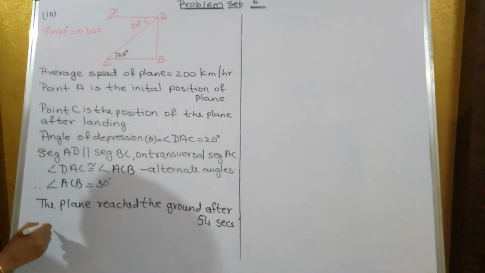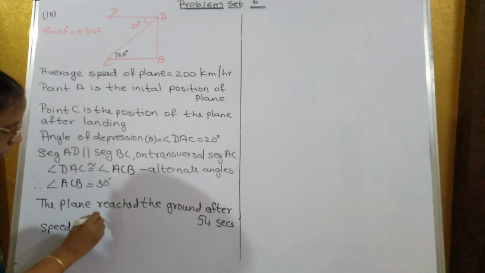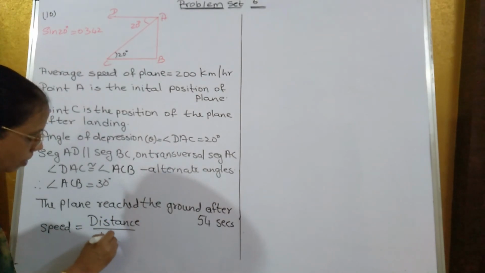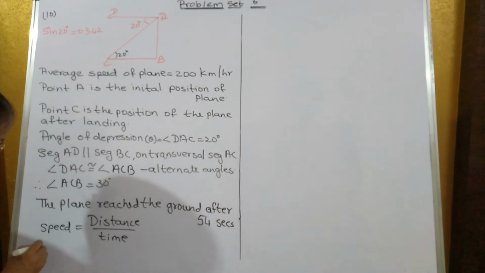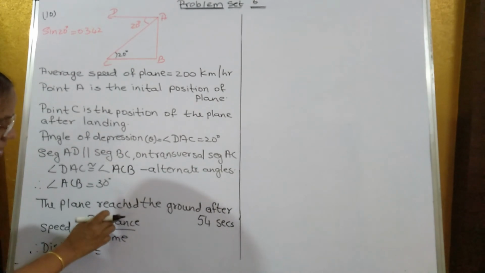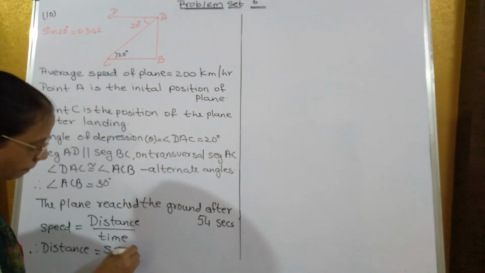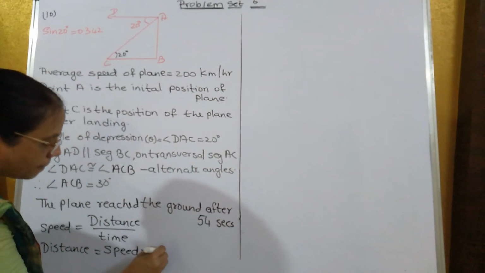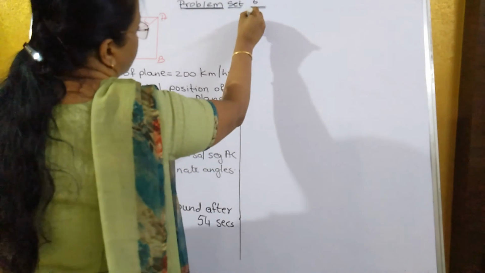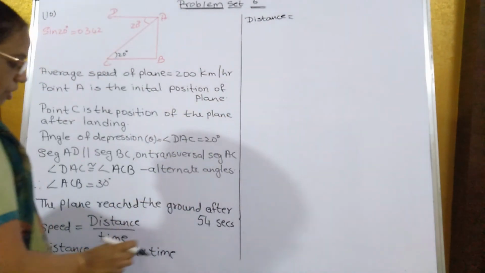We know that speed is equal to distance upon time. We have to find the distance, and we know the time and the speed. Therefore distance is equal to speed into time. What is the distance here? AC. So distance is equal to speed into time. What was the speed of the plane?